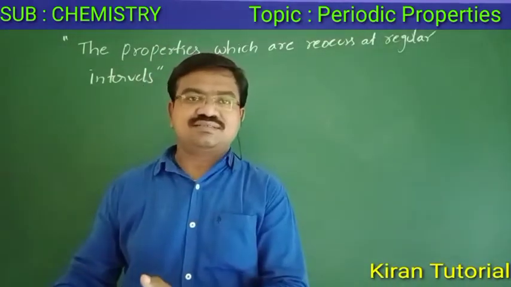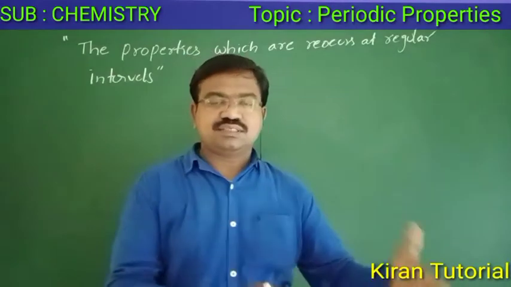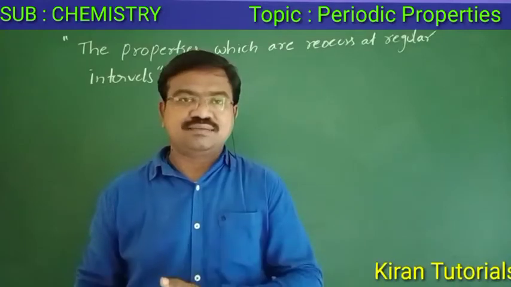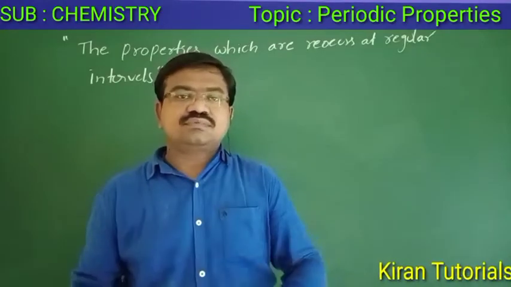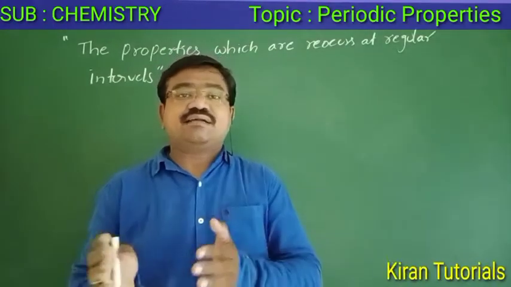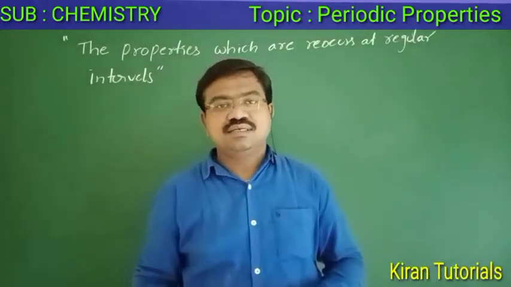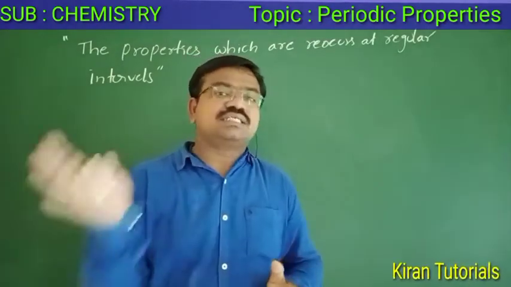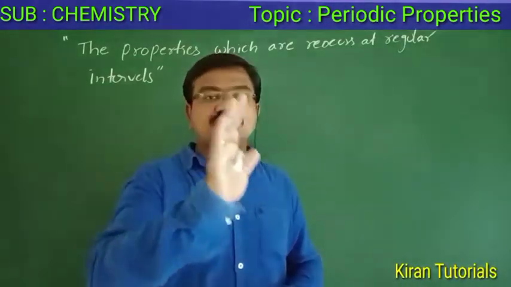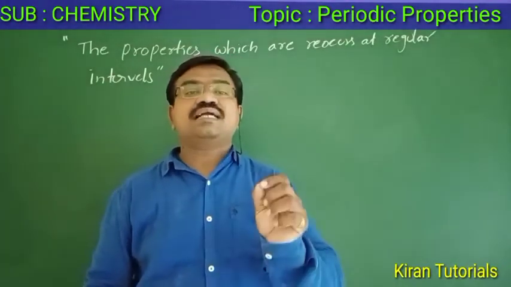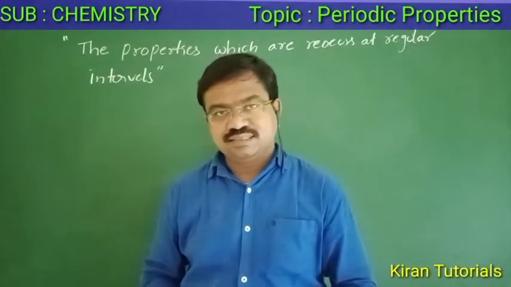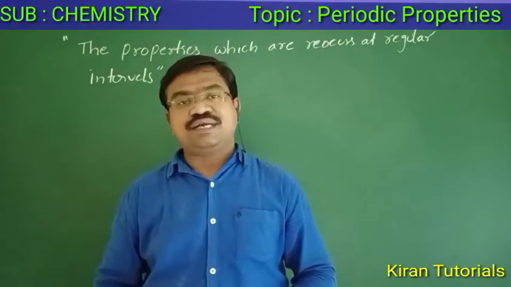For 3 months summer, after that winter, after that rainy season. Just an example. So it has some fixed duration, 3 months or 2 months. So at regular intervals the properties reoccur. Again similar properties come. So those properties are called periodic properties. Clear? And different types of periodic properties are present.